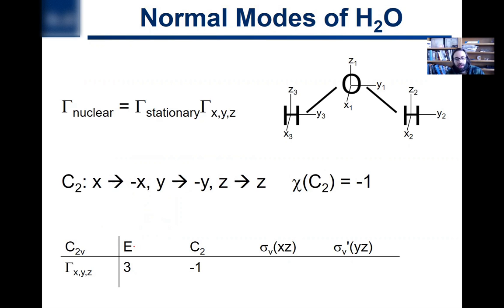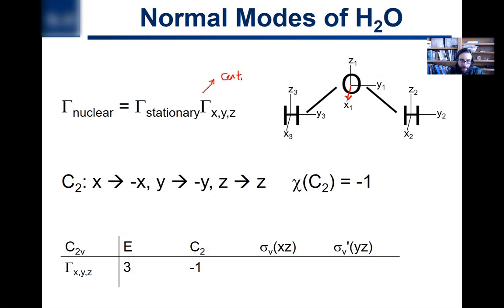For C2, what's going to happen when we do C2? Same thing: we're asking what happens to X, what happens to Y, what happens to Z. If you have an X vector right here, I should say, we're only looking at X1, Y1, and Z1, the central atom. So this gamma XYZ is for the central atom.